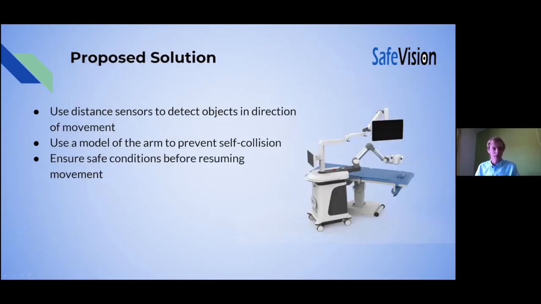Our proposed solution is to use distance sensors to detect objects in the direction of movement, as well as using a model of the arm to prevent self-collision. After the arm is stopped, we have to ensure safe conditions by checking for obstacles in the next direction of movement before resuming.